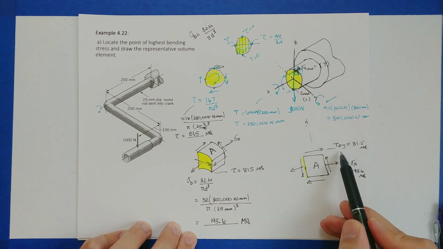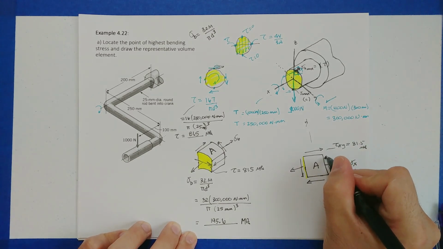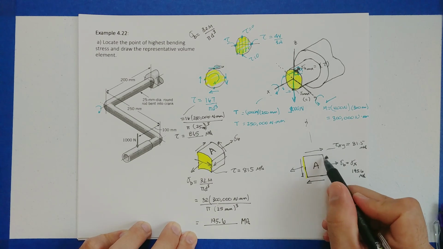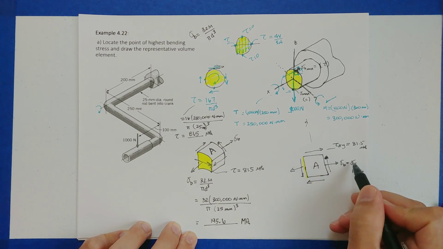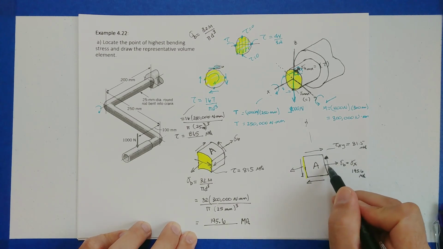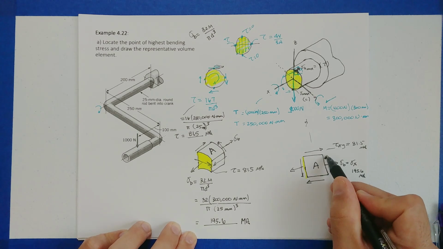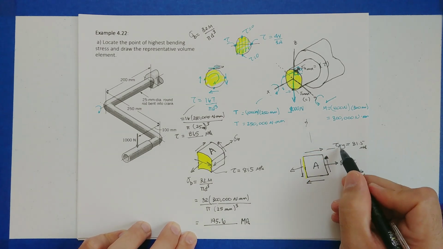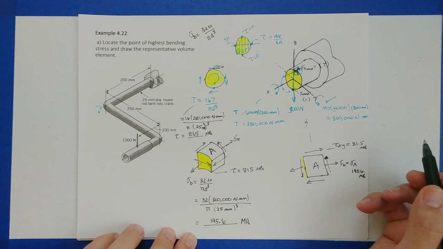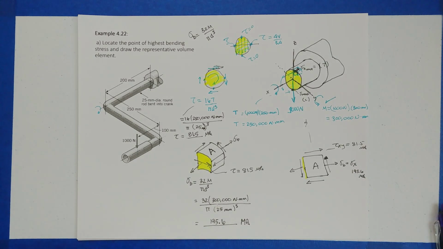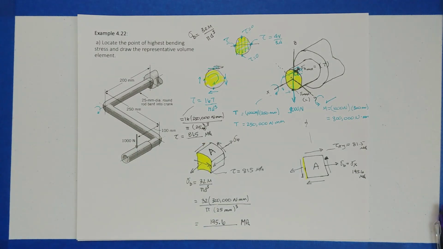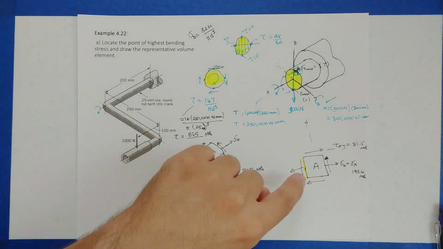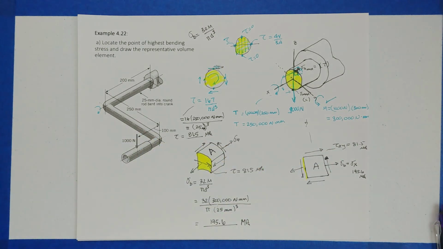How do I know it's a tau xy? Well, if I look at this arrow, for example, it's on the face of the cube that is perpendicular to this x-axis. And the arrow is pointing towards what would be the y-axis. So this is a tau xy of 81.5. And so this over here would be the representative volume element. Well, this is the volume element, looking at just 2D. And this is our answer.